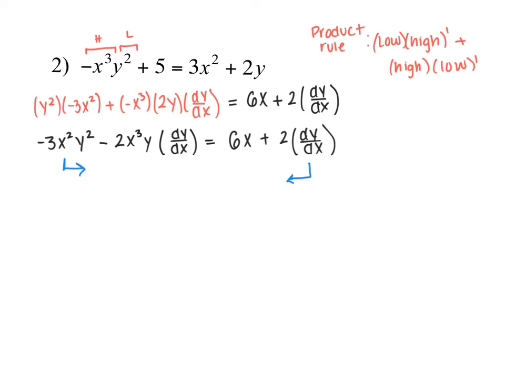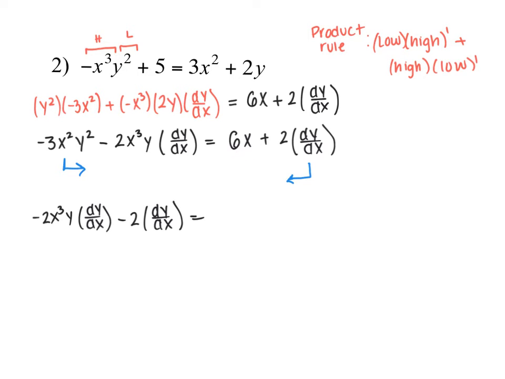So if I follow my pattern, I'm going to leave this first, so this part's going to stay. So this is going to be negative 2x to the third y dy dx. And it's going to be joined with this term that I'm bringing to this side. So this is a positive 2, so I'm going to bring it to the other side by subtracting. So minus 2 dy dx.